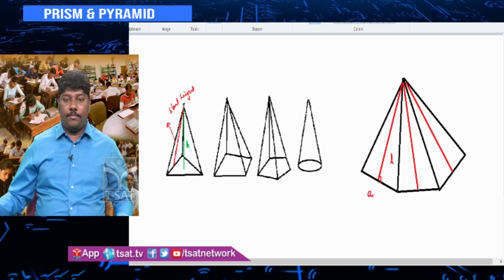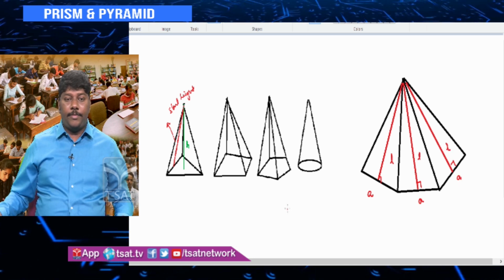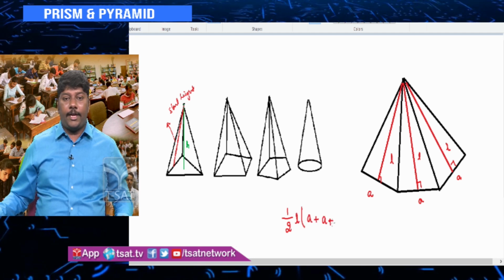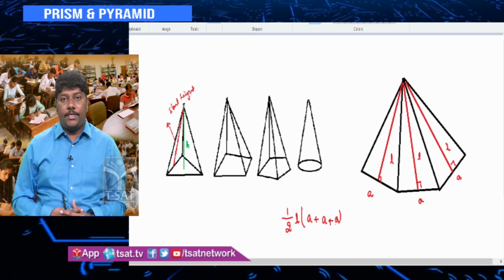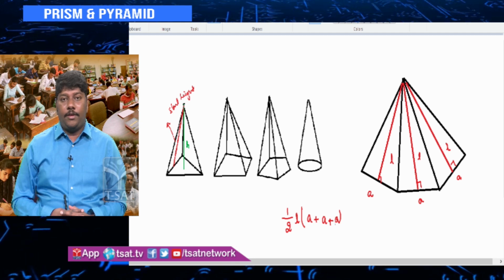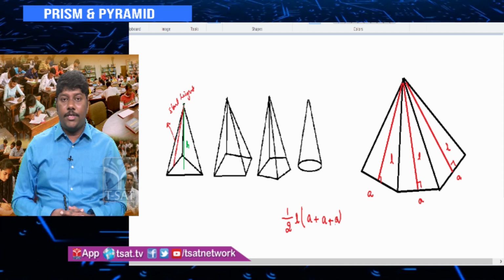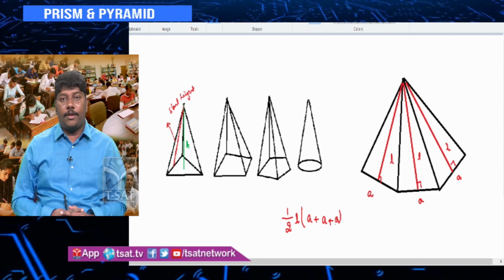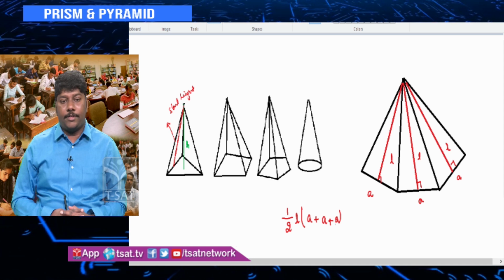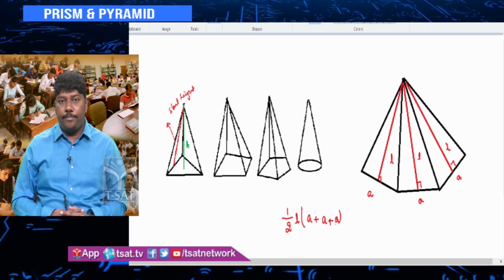So, A L. I would simply say half into height, which becomes L. It is about A plus A plus A. In case of a triangle, it becomes A plus A plus A. Suppose it is a rectangle, then you have to add the perimeter of the rectangle. If it is a circle, then you have to add the circumference of the circle. Therefore, the lateral surface area of a pyramid is equal to half into slant height into perimeter of the base. Whatever the base is, you have to take the perimeter of the base in order to get the lateral surface area. So, the lateral surface area of the pyramid is half into slant height into base perimeter.